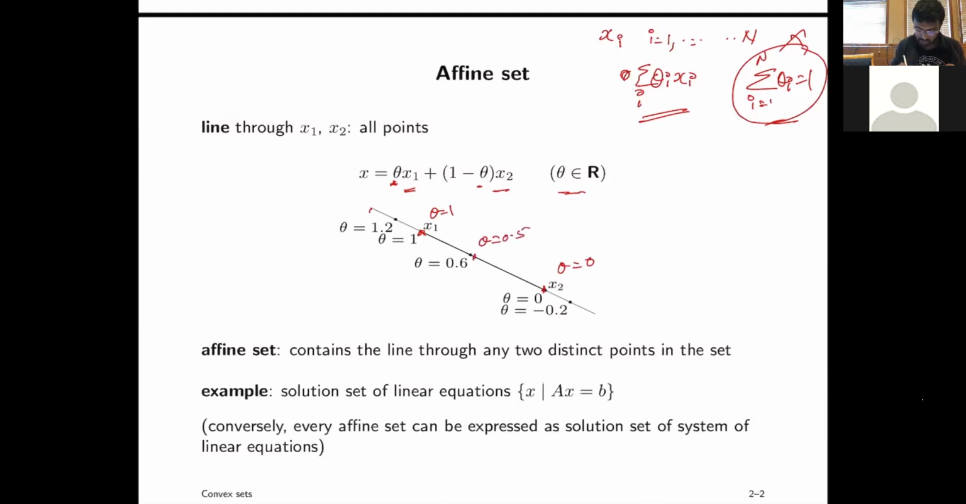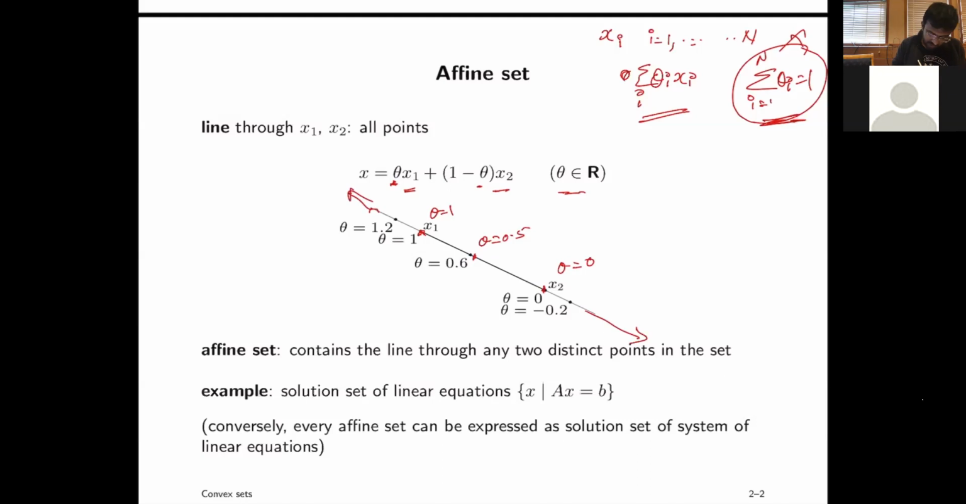So later you can just verify this if you have doubt. The only restriction on theta is that it should add up to 1. So when you vary theta, you will get a line through those points. So this is affine combination.